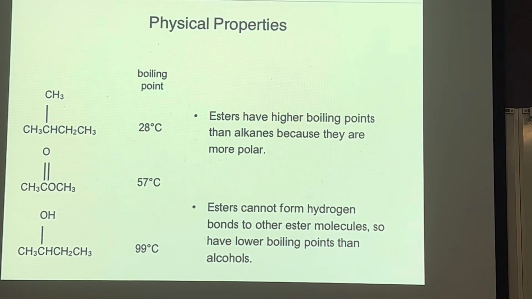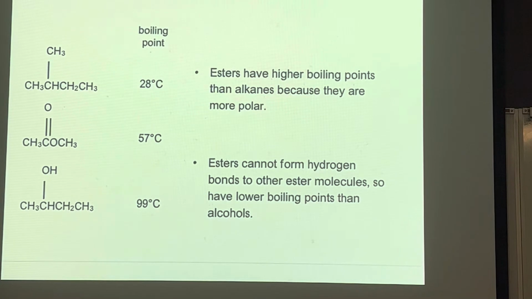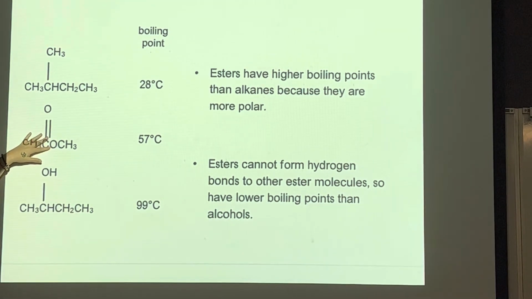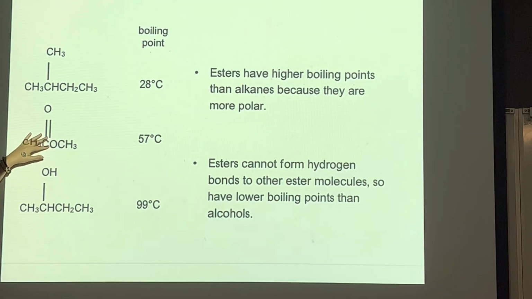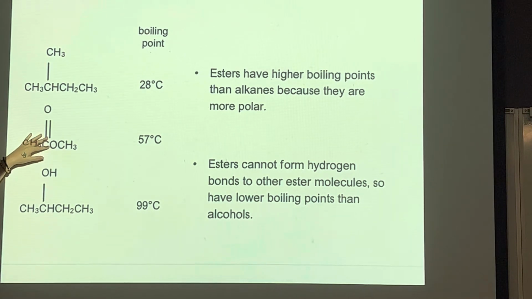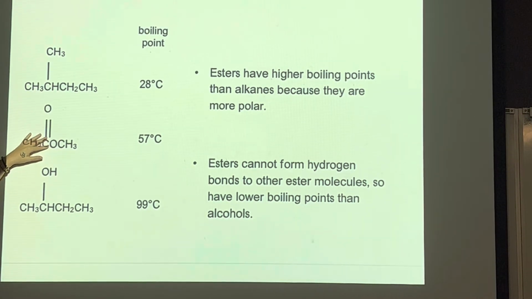Let's take a look at some physical properties here. Okay. So with our esters, we have higher boiling points than alkanes because we've got oxygens here. So we have electronegative atoms. And if you have electronegative atoms, you can do what kind of bonding or interaction? Hydrogen. A little less than hydrogen bonding.